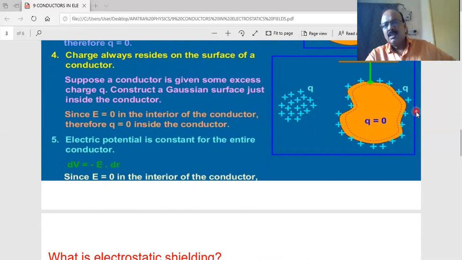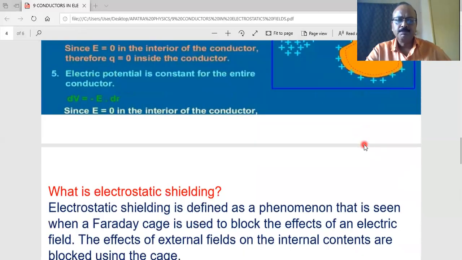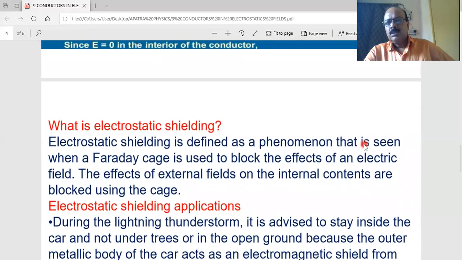And interestingly, the electric field within the charged conductor will be 0, the net charge will be 0, but the potential will be constant at each and every point. The potential at the surface and inside at any point on the conductor will be the same. Now one related topic to this behavior of the conductor is electrostatic shielding.